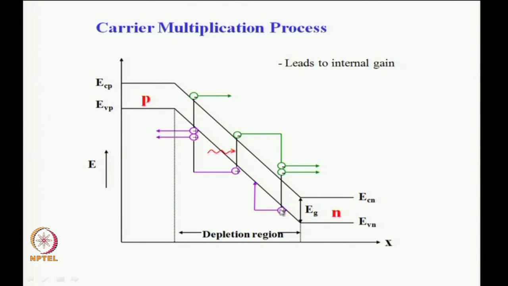I have shown just two events, one at this end and one here, but actually a large number of carrier multiplication events take place as the carriers travel up and down the potential energy slope. So, this clearly illustrates the increase in the number of carriers due to the avalanche process.